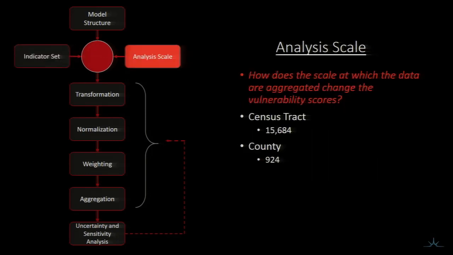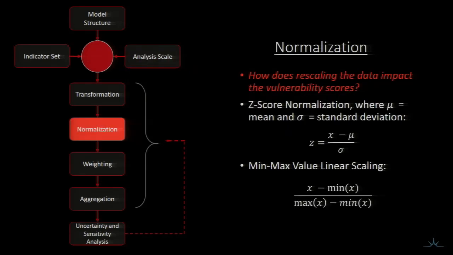Next would be the analysis scale. It will either do the analysis at the county level or the census tract level. For normalization, we'll be looking at z-score and min-max normalization. These are the accepted normalization techniques. There are others, but these are the most frequently used.